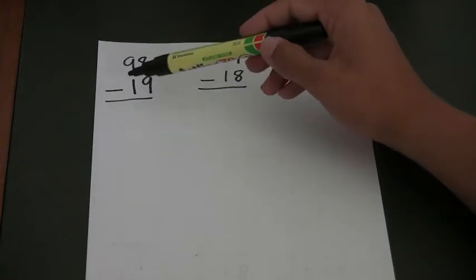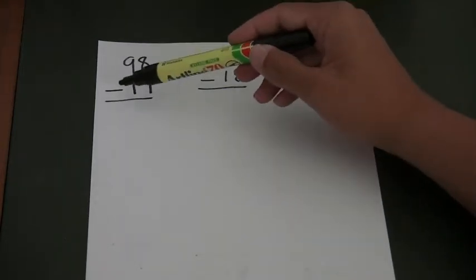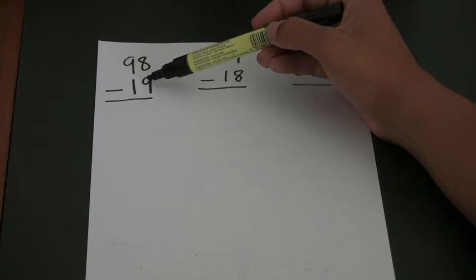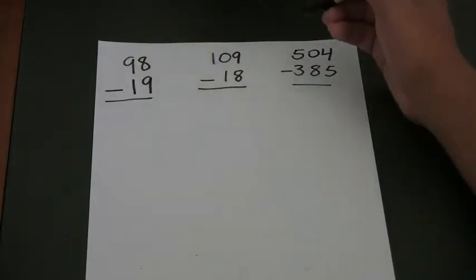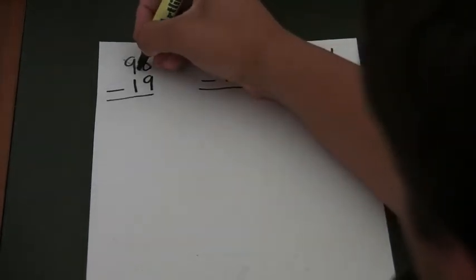I'm going to be taking away 19 from 98, or I can say I have 98 and I'm taking away 19. Now, if I start in my ones, I have 9 that I have to take away from 8. That's not possible. So what I need to do is I need to come over to my tens and I'm going to borrow, or I'm going to rename. I'm going to borrow 1 ten or 10 ones.